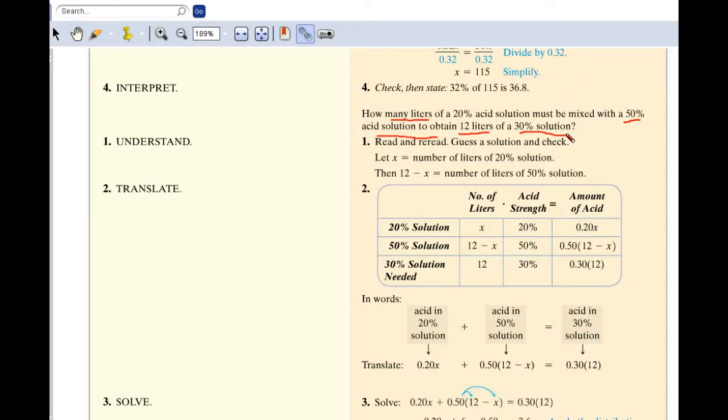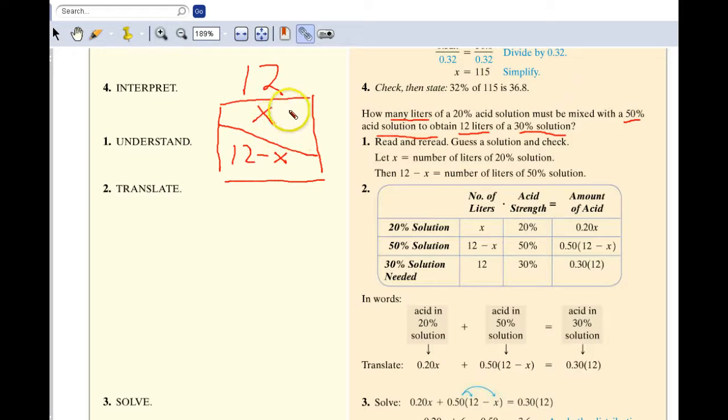Well, this is a case where, again, if you watched an earlier video, we said when you have something, I suggest you make a little box, and this box will represent 12 liters. Well, how do I divide that 12 liters into two parts? Well, part of it will be, let's say, x. And then the other part is going to be 12 minus x. So if I added these two together, I get 12. The x's just cancel out. But I'm going to say let this be the 20% and let this be the 50%.